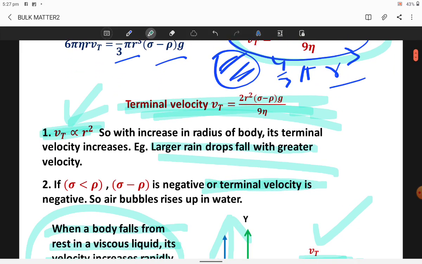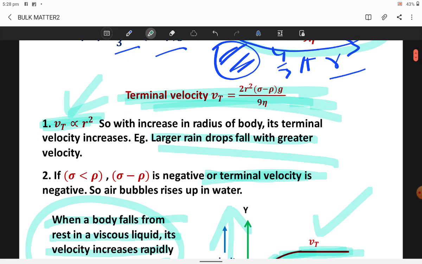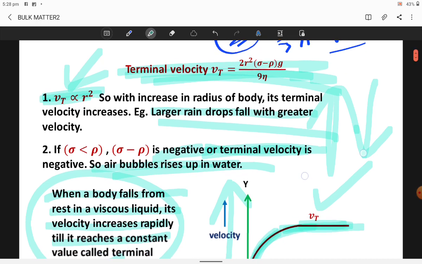Similarly, you must have seen in practical life that an air bubble rises up in the water. Earlier I assumed it was a metallic ball just to get an idea, but it can be anything. If it is an air bubble, the sigma value, that is the density of the air, is always less than the density of the liquid. So in that case sigma minus rho will be negative, and the velocity will not be in the downward direction, it will be in the upward direction. This is why the air bubble rises up in the water.